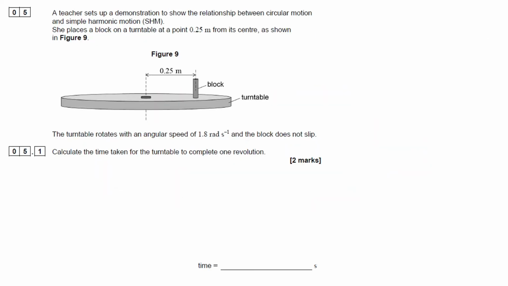This video will go through question 5 on the June 2022 paper 1. So we have a simple harmonic motion example of a block on a turntable.